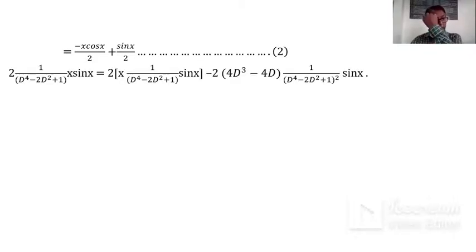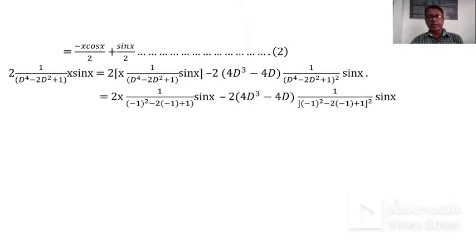Now the second term: 2 into 1 upon d to the power 4 minus 2d square plus 1 operate on x sin x. Now v is sin x. 2 as it is, x times 1 upon f of d, d to the power 4 minus 2d square plus 1, operate on sin x, minus 2, derivative of this is 4d cube minus 4d, and operate 1 upon (d to the power 4 minus 2d square plus 1) whole square on sin x.